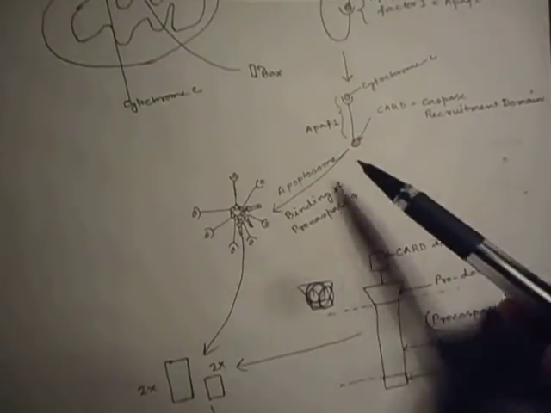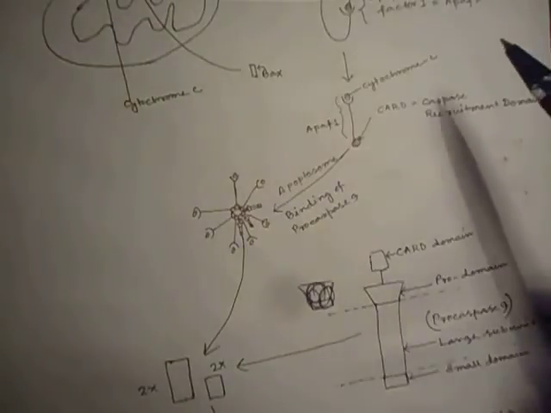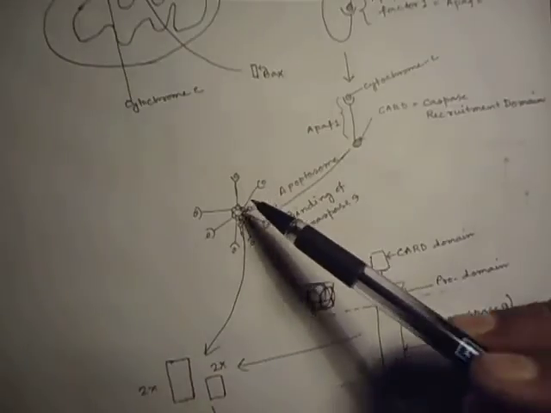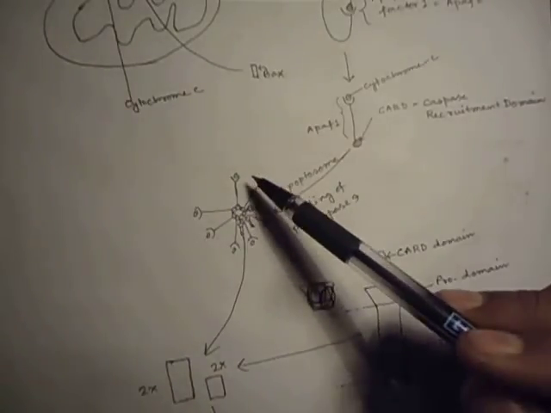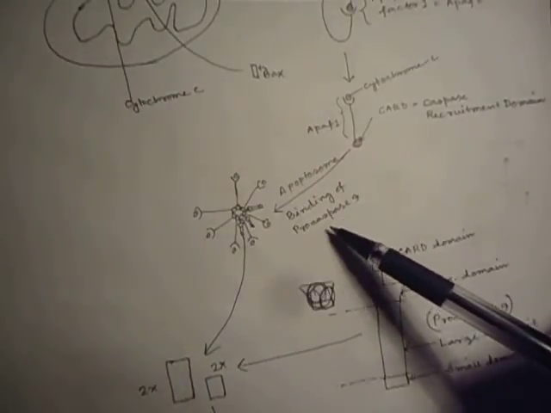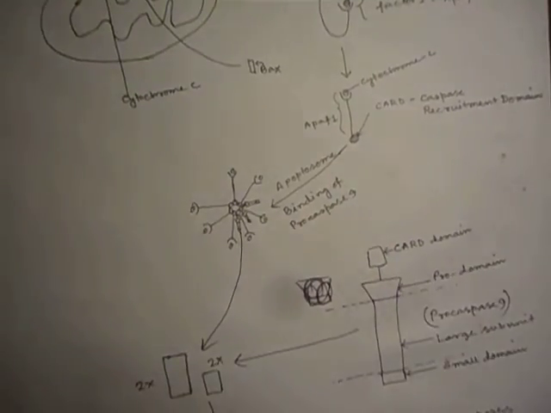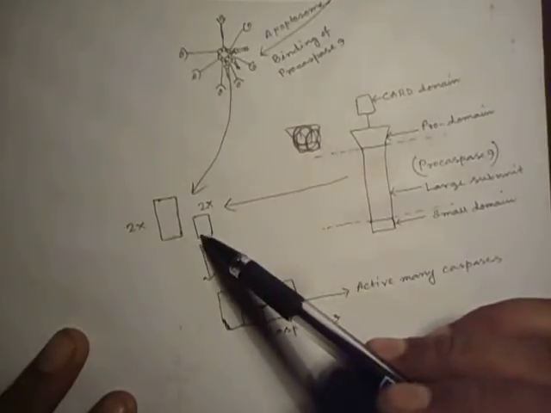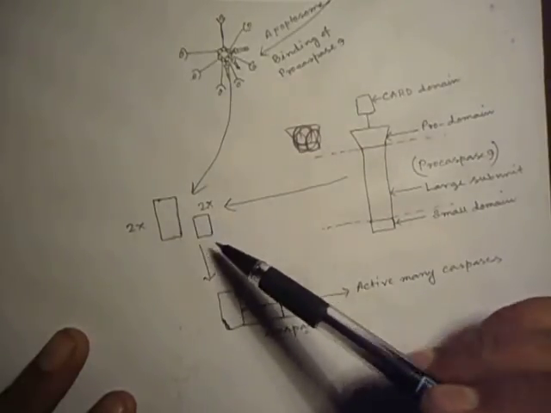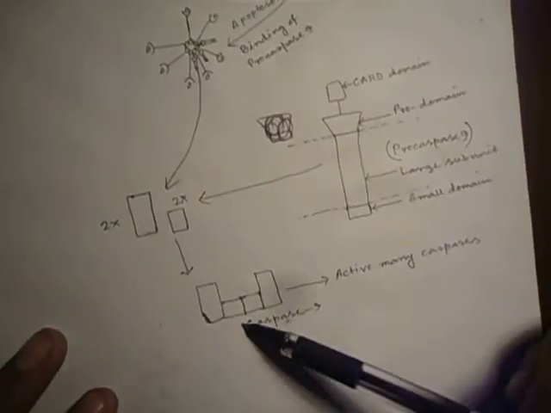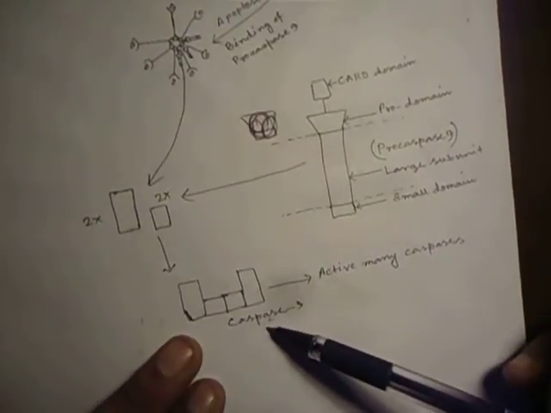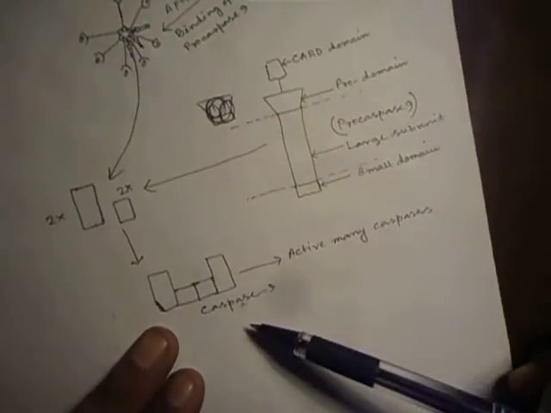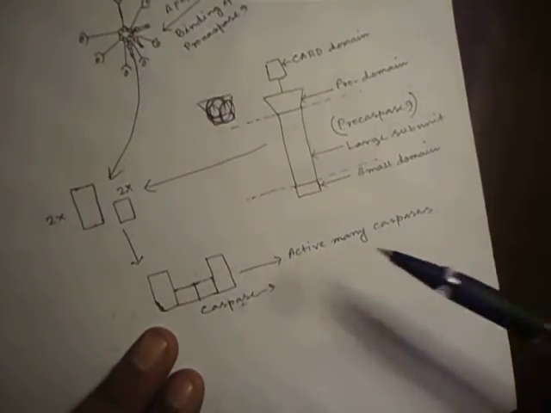So they form a complex structure: seven APAF1, seven cytochrome C and seven procaspase 9. They break the procaspase into two types, a larger one and a smaller one, and they bind together. That means procaspase breaks to form active caspase 9.